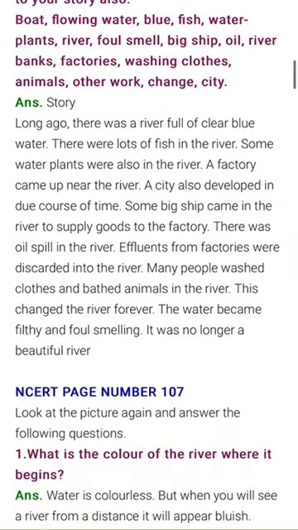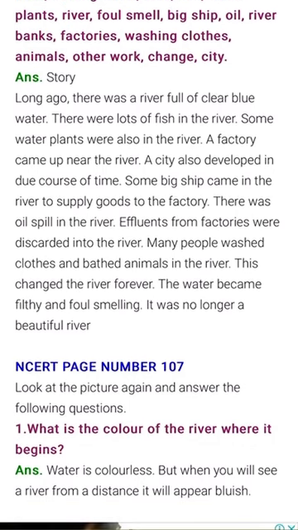Answer: Long ago, there was a river full of clear blue water. There were lots of fish in the river. Some water plants were also in the river. A factory came up near the river. A city also developed in due course of time. Some big ships came in the river to supply goods to the factory. There was an oil spill in the river.